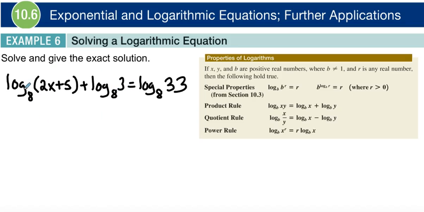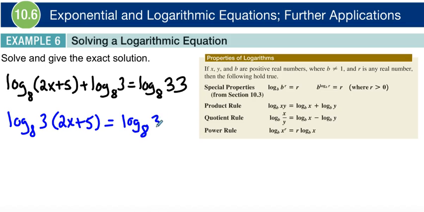So if we look at just the left-hand side, what we have right here is that we are adding two logarithms. And if you look right here, that's going to be our product rule, where when you add two logarithms, that's the same thing as taking the log of the product of those two. So that's what we're going to do right now. So we're going to say log base 8, and now we're going to take the product of those guys: 3 times 2x plus 5, and that's equal to our right side of log base 8 of 33. Okay? So we just used our product rule right there.